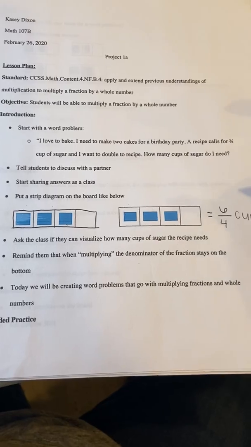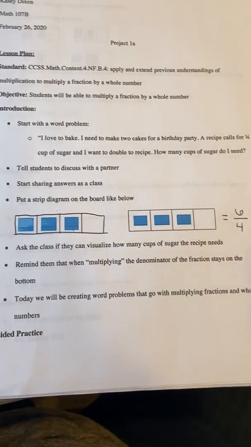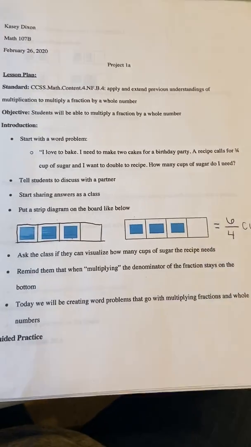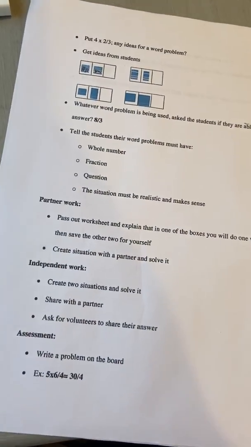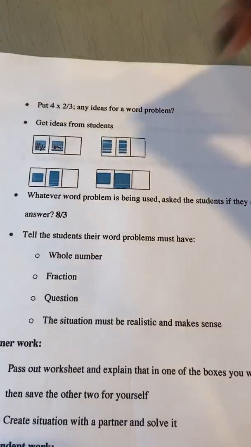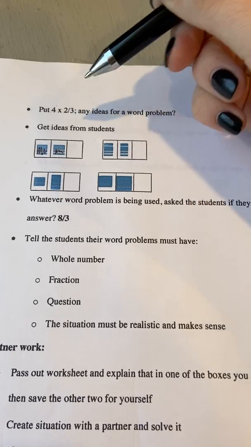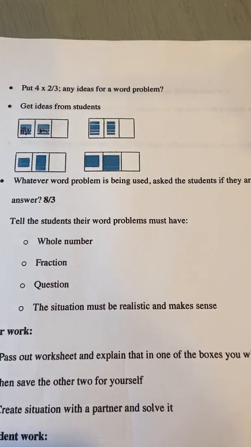And then I would go into saying something along the lines of, today we're going to be creating word problems that go with expressions of multiplying fractions and whole numbers. So then I move on to some guided practice. On the board, I would put an expression. Right here, I used 4 times 2/3, and then I would ask students to talk amongst themselves and share ideas for a word problem.